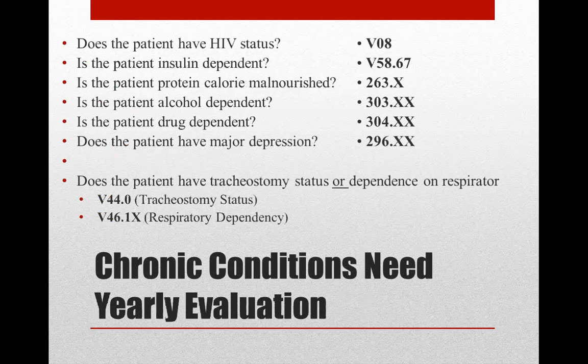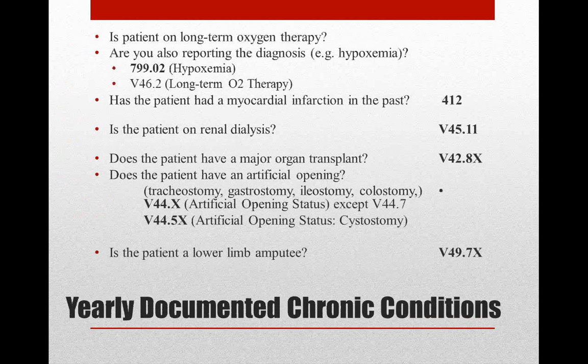Each year, we need to look at some chronic conditions. HIV status, we have to document that. Is the patient insulin dependent, as we just talked about? Are they malnourished? Alcohol dependent, drug dependent? Again, the major depression versus the 311 code. Does the patient have a tracheostomy or is on a respirator? Things like that have to be coded each year, even though they don't change.